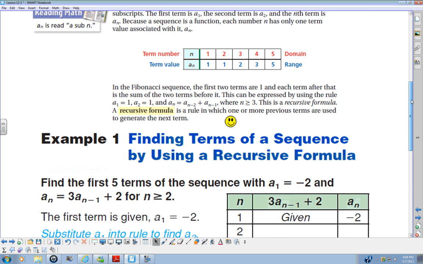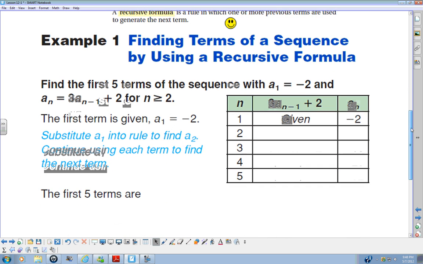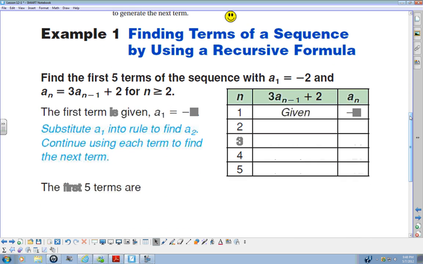So first of all, we're going to do an example where we use the recursive formula. It says they want us to find the first 5 terms of the sequence with a sub 1 equal to negative 2, and that means the first term of the sequence is negative 2. And to find the nth term, or the next term, we're going to do 3 times a sub n minus 1, where a sub n minus 1 represents the previous number. I'm going to plug it in there. So this means I'm going to do 3 times the previous answer, and then add 2 to that.